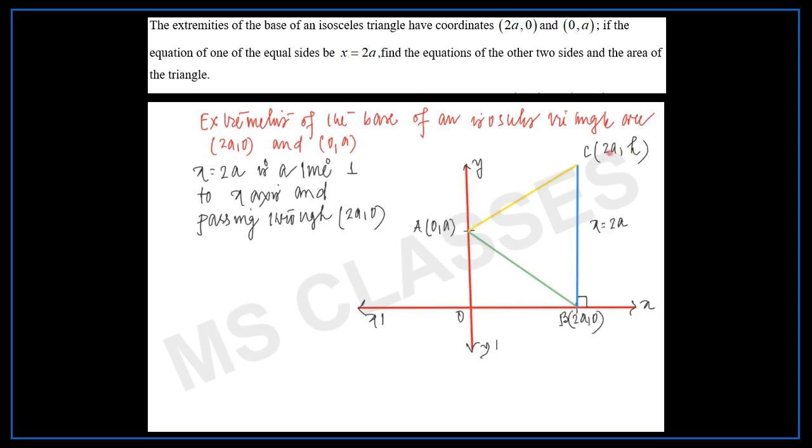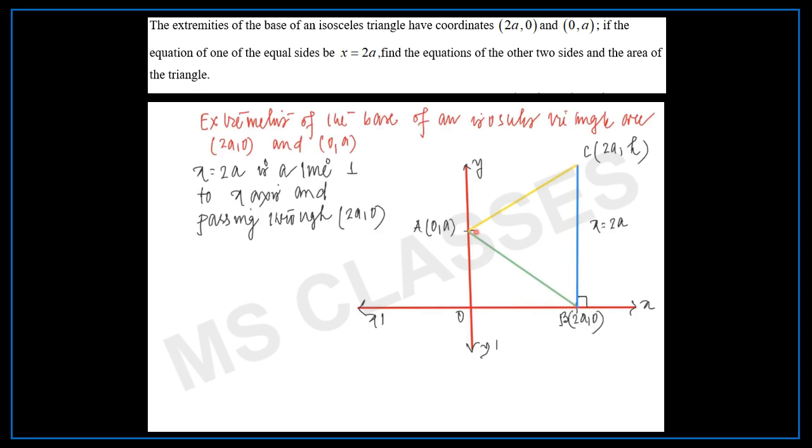Now why is it 2a? Since both B and C are lying on the line x = 2a, the abscissa of both the points should be the same, so it is 2a only. So we have got this one equation and we need the other equation. At first we have to find the value of h. How can you find the value of h? This side is equal to this side, so this length equals this length.